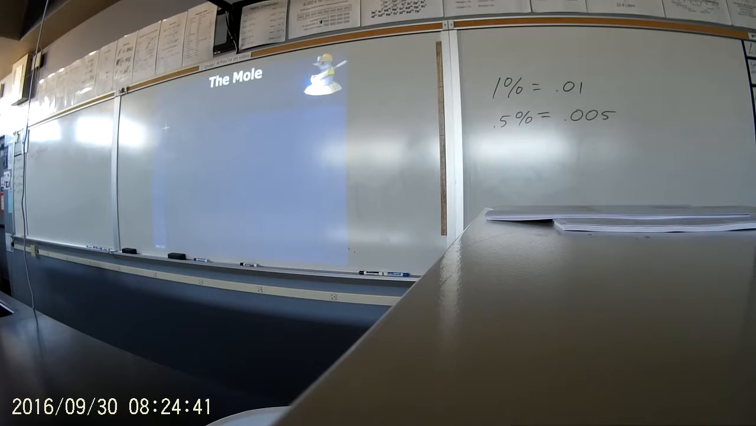Now, I wasn't there when they named this number. They just did. I don't know why they called it the mole. But it's a very, very important number. If you're in the front row, it's right up there: 6.022 times 10 to the 23rd. This is known as Avogadro's number.